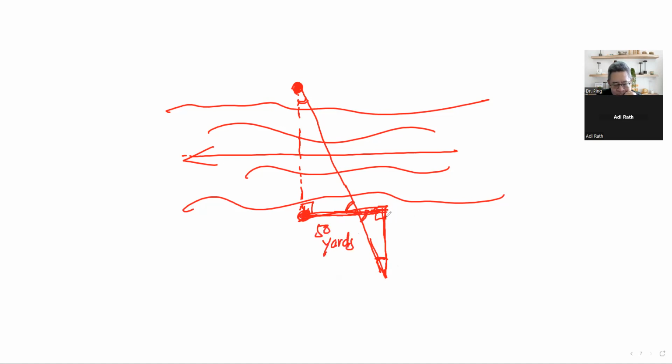Then we form another triangle. Then let's say this is 3 yards. And now we also know this, because this is on the dry land, we can do the measurement. Maybe say 100 yards.